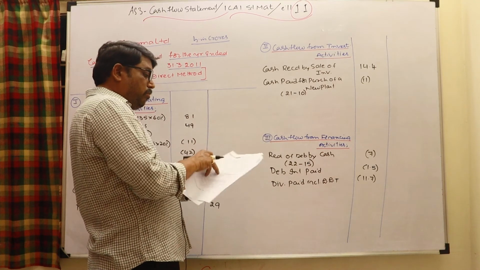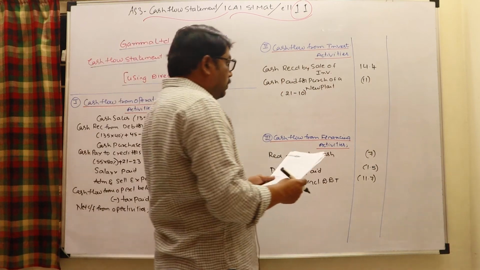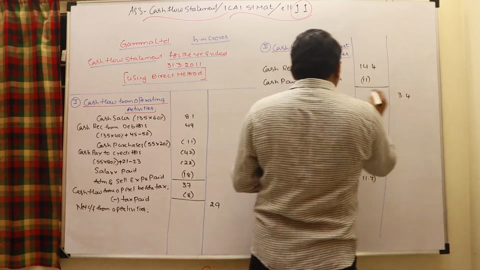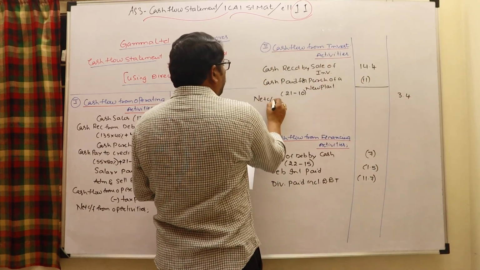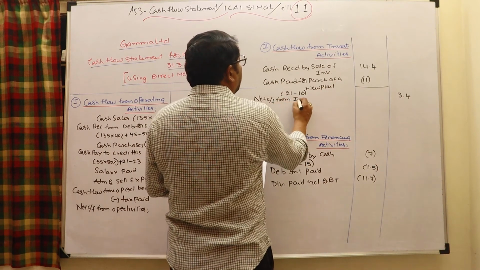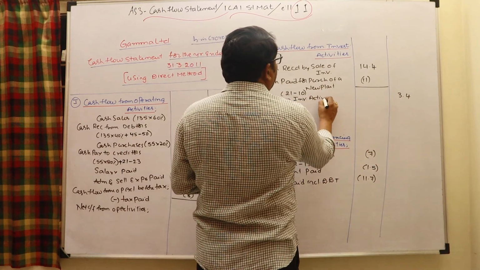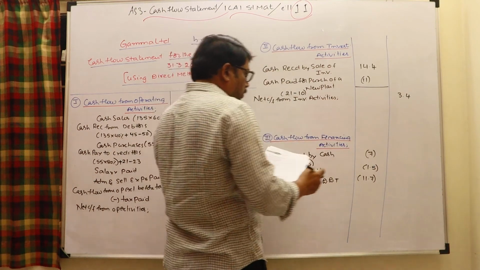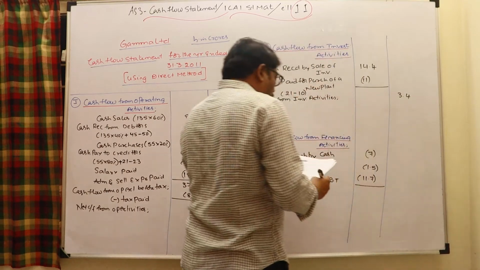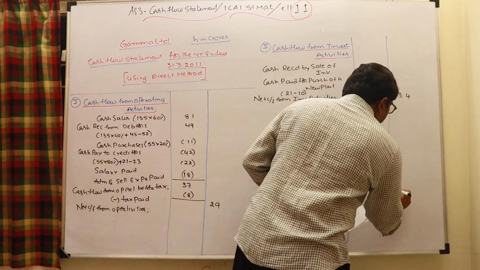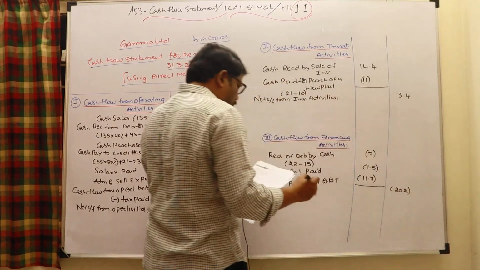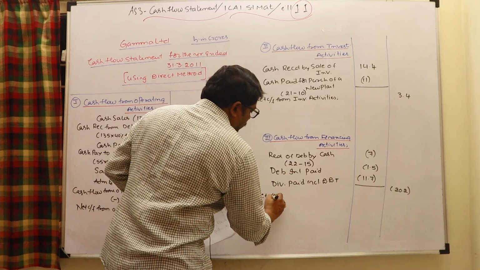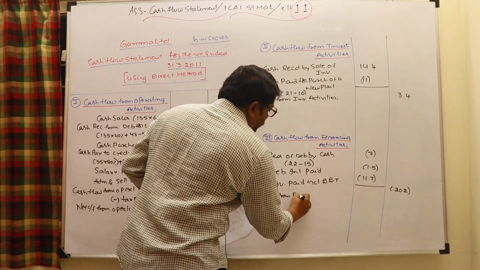Now let us check it. Cash flow from investing activity is 3.4. This is what we can say is net cash flow from investing activities. And come back to the last one. All these are outflow items, 20.2. This is what we say is net cash flow from financing activities.